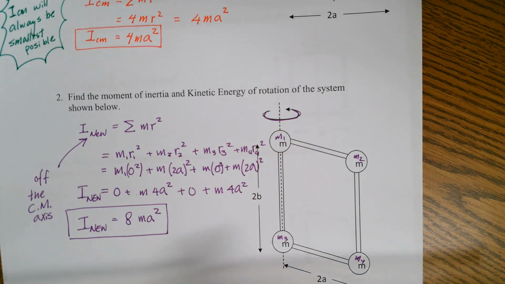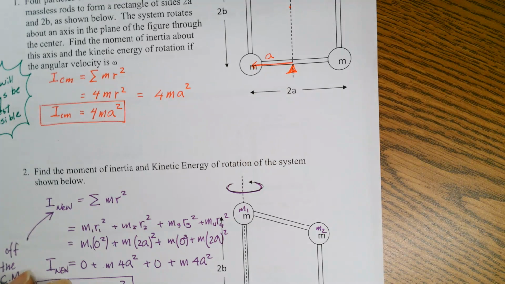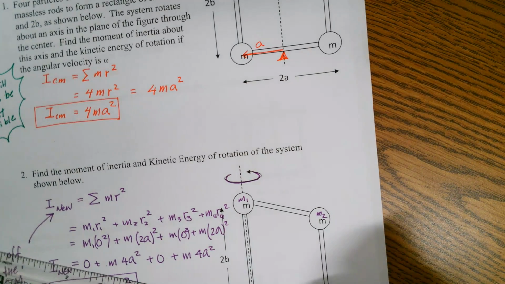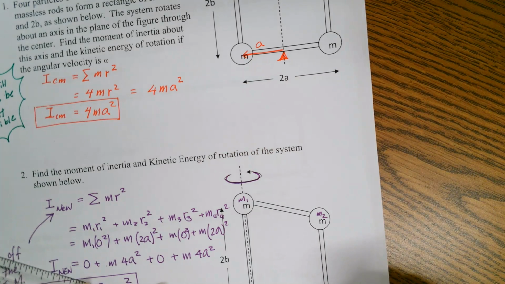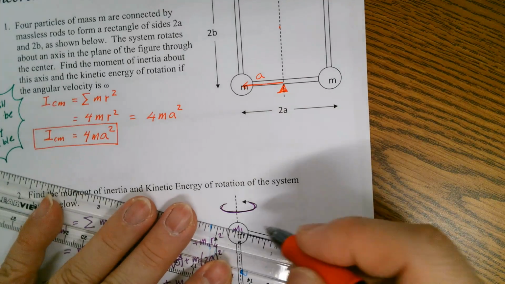So this is the radius here. Instead of the radius being from here to here, this is the radius from here to here. So here's the radius, R4, and this is R2.